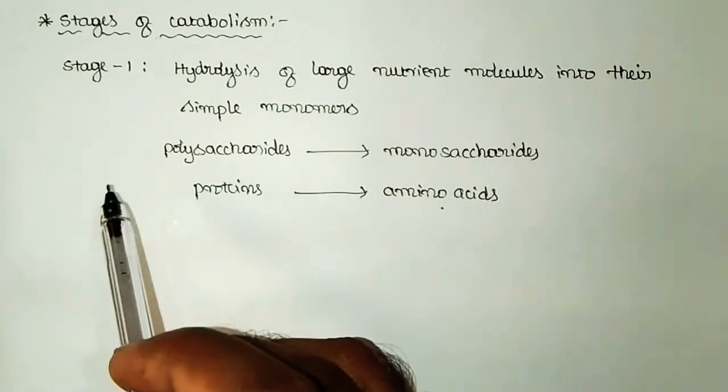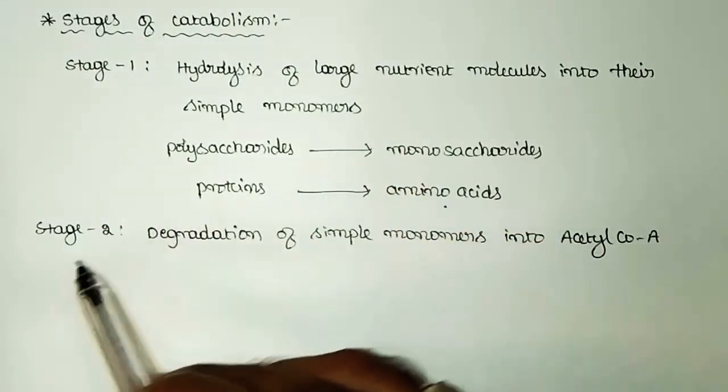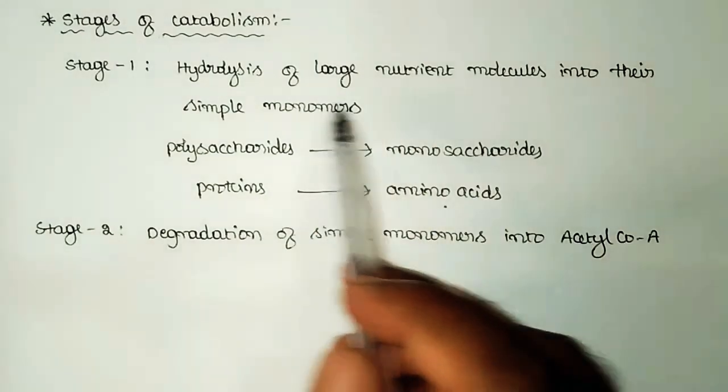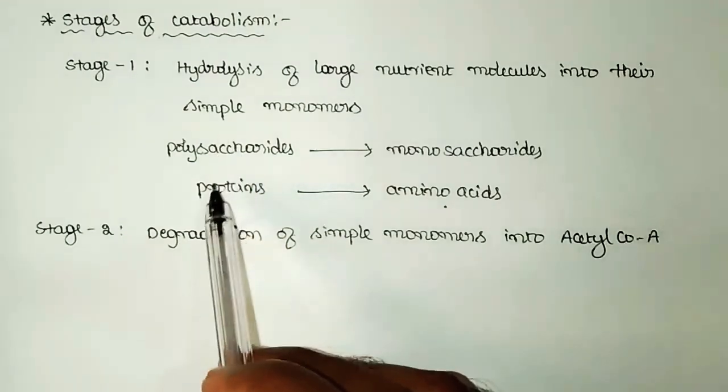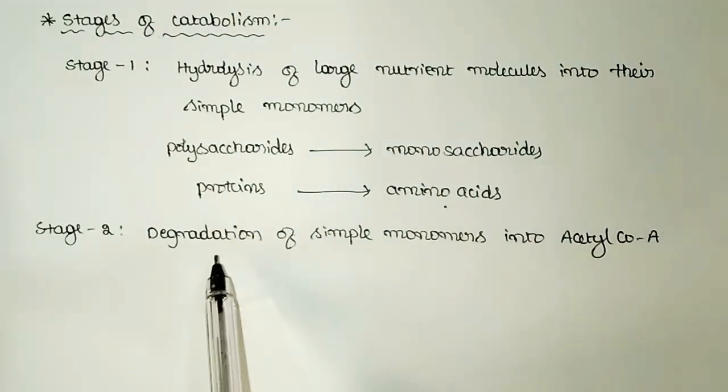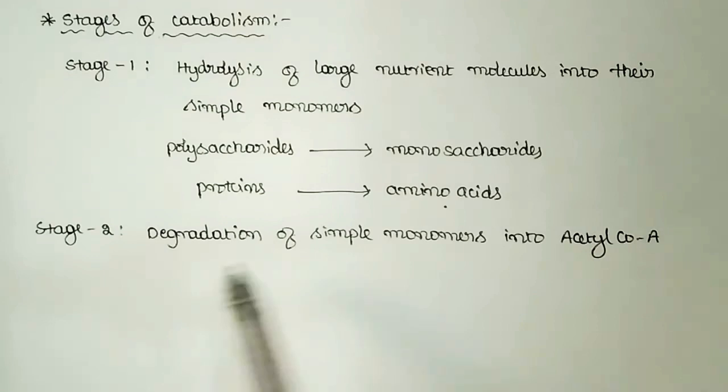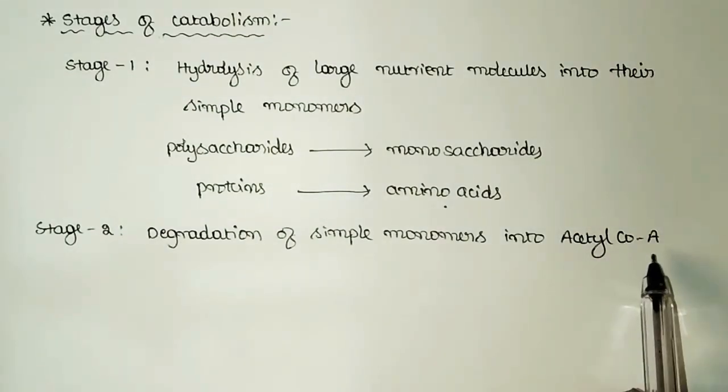Now the second stage. In stage 2, the simple monomer units that are produced in stage 1, which are obtained from the complex nutrient molecules, will undergo further degradation so as to produce acetyl-CoA, that is acetyl coenzyme A.